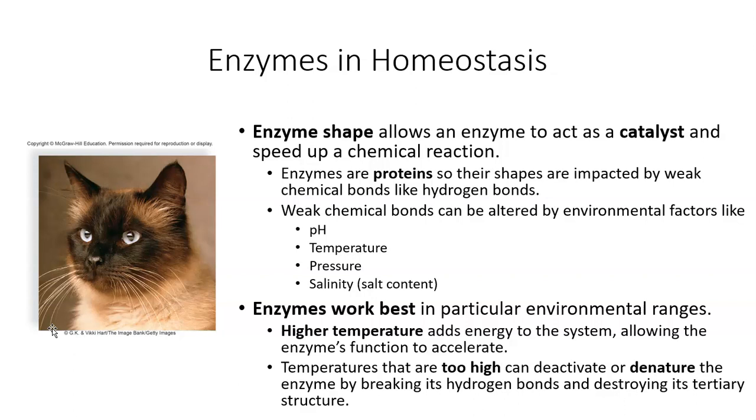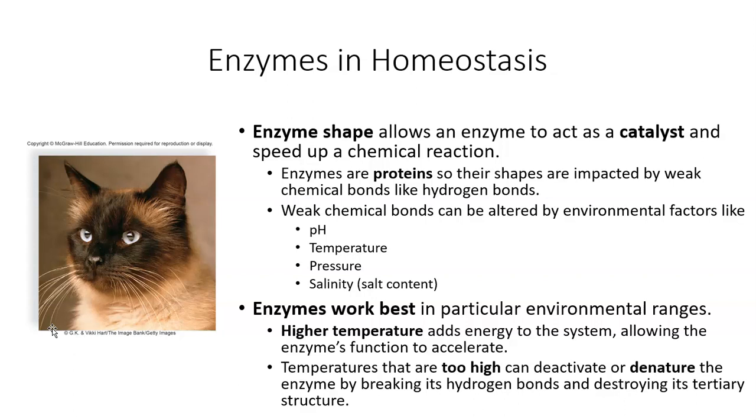But enzymes are also proteins, which means that their shapes are impacted by the environment. So if you think about it, proteins are often held into their tertiary structure by things like hydrogen bonds and interactions between all those amino acids. And hydrogen bonds and interactions between amino acids can actually be changed by extremes in the environment, things like an extreme pH, or a really low or high temperature, or extreme pressure, or a lot of salt content and stuff like that. What we find is that when you start messing around with the environment, you mess around with how well a machine can work.